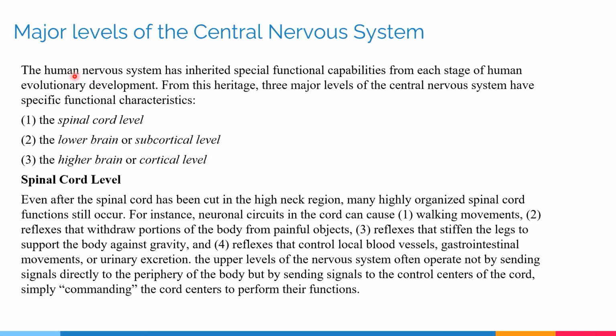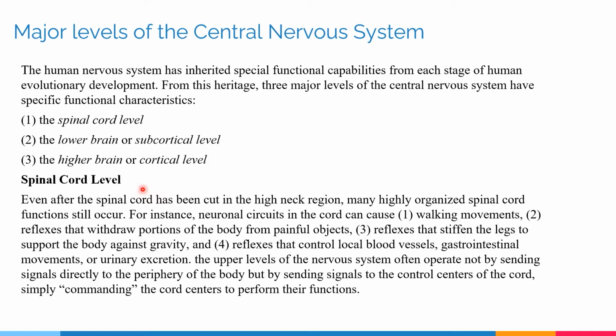Next, we move into major levels of the central nervous system. The human nervous system has inherited special functional capabilities from each stage of human evolutionary development. From this heritage, three major levels of the central nervous system have specific functional characteristics. These levels include the spinal cord, the lower brain or subcortical brain, and the higher brain or cortical level.